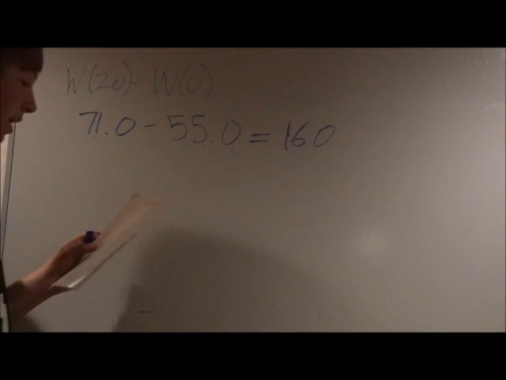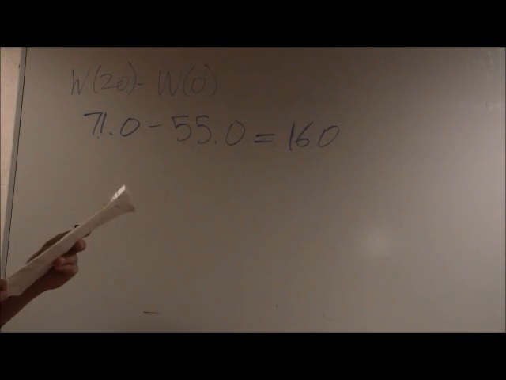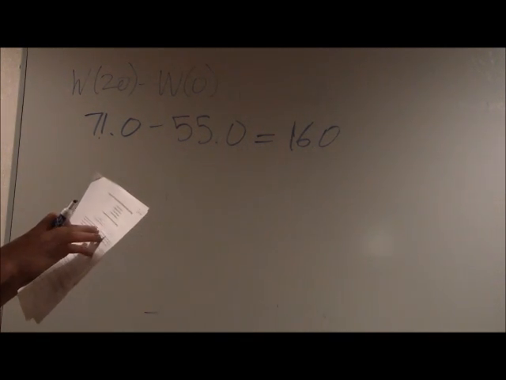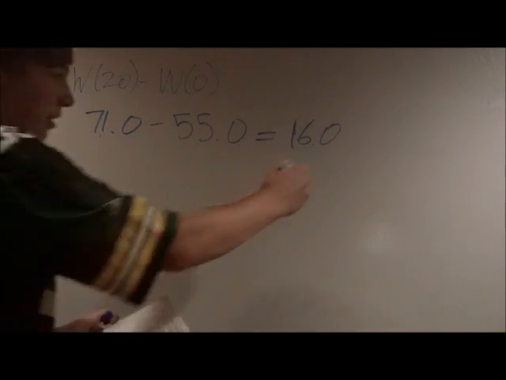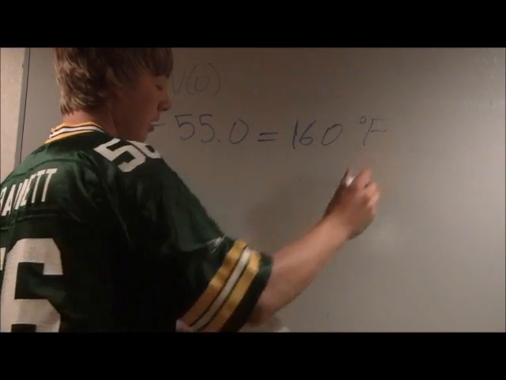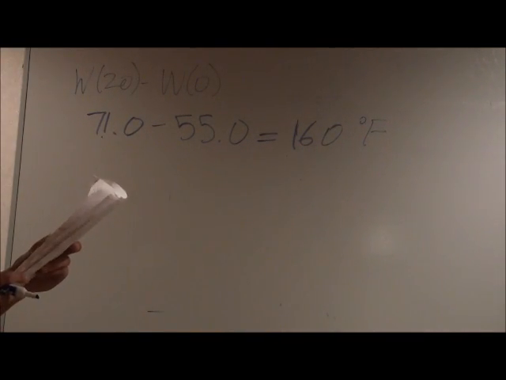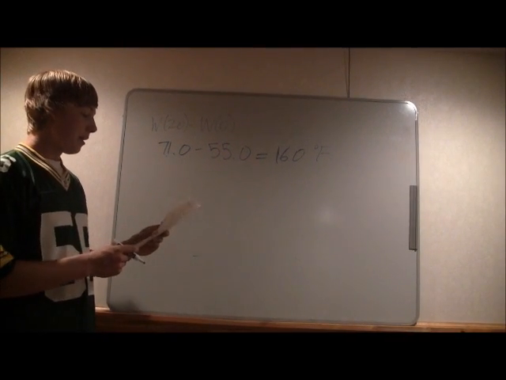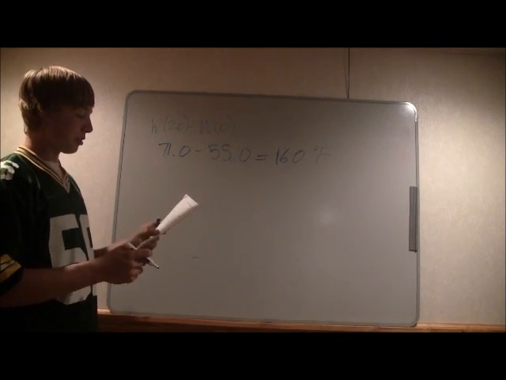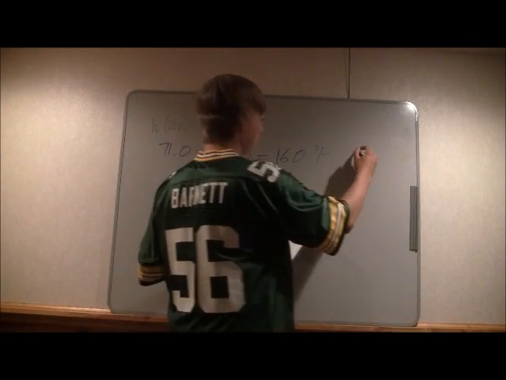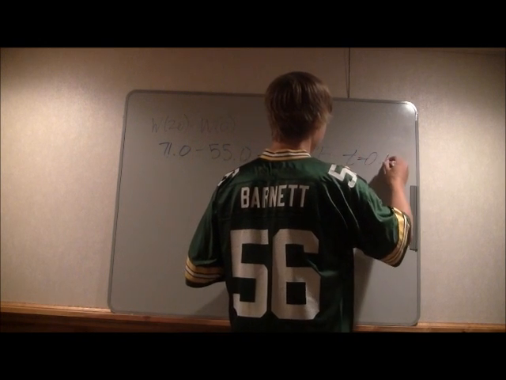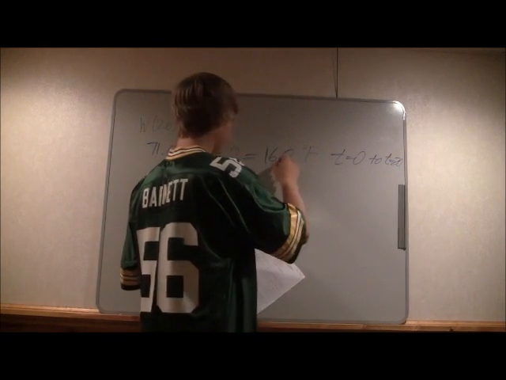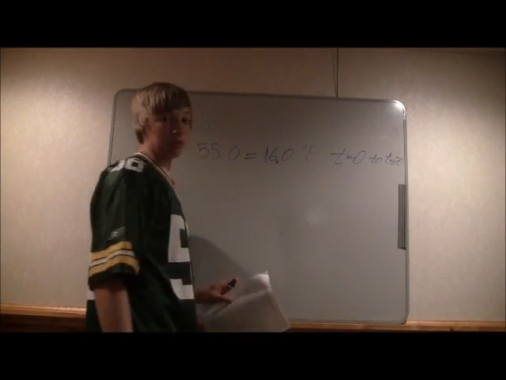16.0. And then we have to interpret the meaning of our answer in the context of this problem. And that's 16.0 degrees Fahrenheit, because we look up at the table, and w of t is in degrees Fahrenheit. And what that means is that the integral of a derivative shows change over time, and so that shows the change in temperature in degrees Fahrenheit from t equals 0 to t equals 20. 16.0 degrees Fahrenheit, change in temperature from t equals 0 to t equals 20.